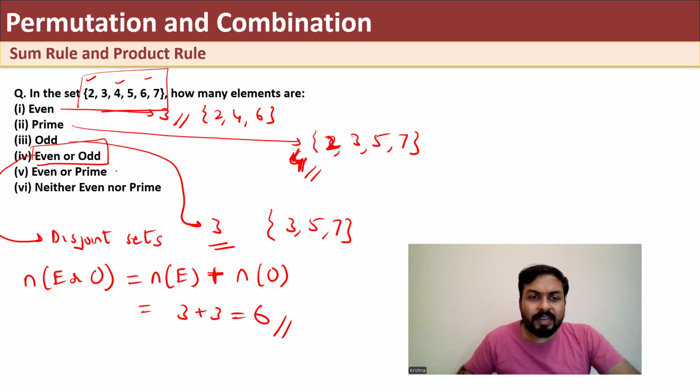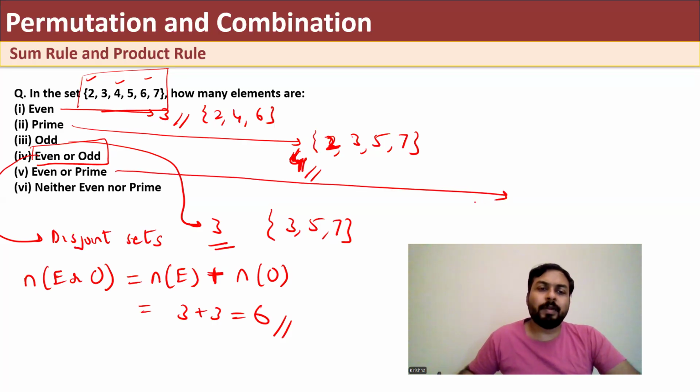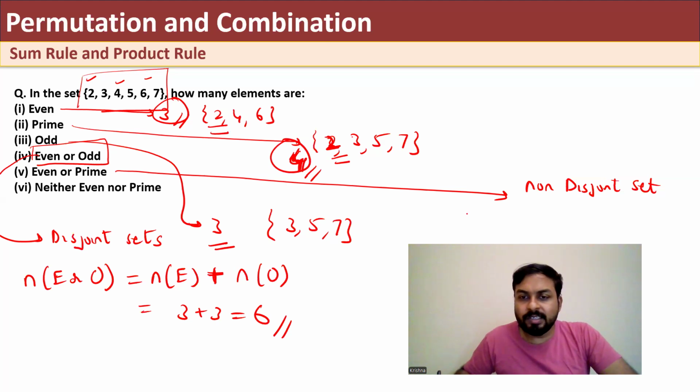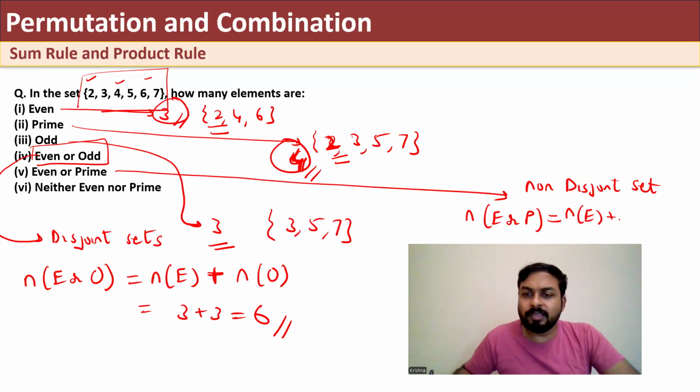Now tell me, how many are even or prime? Now even or prime is a non-disjoint set because you have a common element, right? They are non-disjoint because there are three even numbers, there are four prime numbers, but two is common between them. In such cases, when you have to draw either even or prime, then it is equivalent to number of even plus number of prime minus number of such elements which are both even and prime.